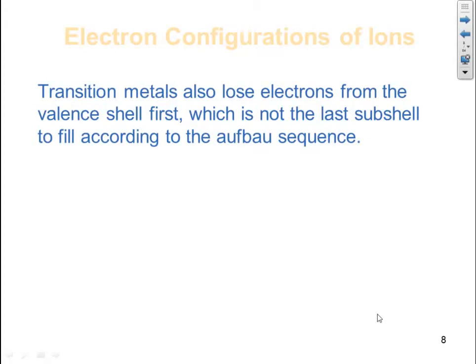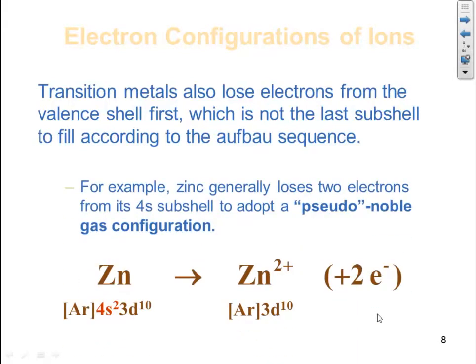Transition metals also lose electrons from the valence shell first, which is not the last subshell to fill according to the Aufbau sequence. For example, zinc generally loses 2 electrons from its 4s subshell to adopt a pseudo-noble gas configuration. So you have zinc, which is argon 4s2 3d10. It's going to lose its outer electrons first, the 4s2, because of that, losing those 2 electrons to get that positive 2 charge. And so it gets isoelectronic with argon, except that it has that 3d10 on it, and argon doesn't have that, and that's why we refer to this as the pseudo-noble gas configuration, because it has those extra d electrons attached to that noble gas configuration.